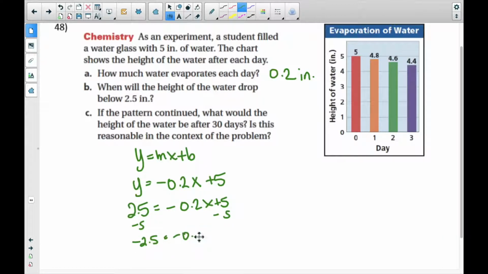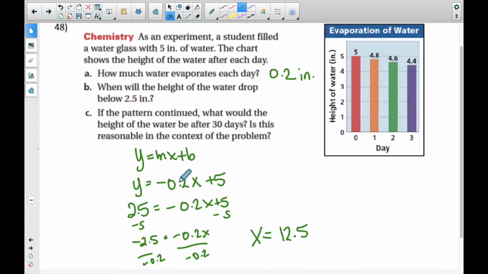And in class, I've been talking about not using decimals. That's true. If the problem has fractions, leave it as fractions. But if the problem has decimals, let's leave it as decimals. Okay, so now I'm dividing by negative 0.2. So if I take a negative 2.5, I get x is equal to a positive 12.5.